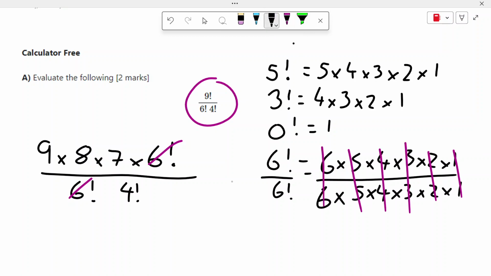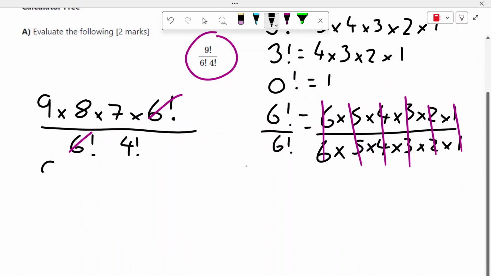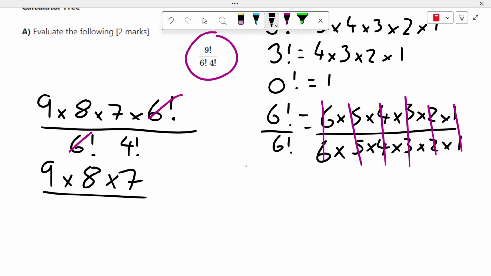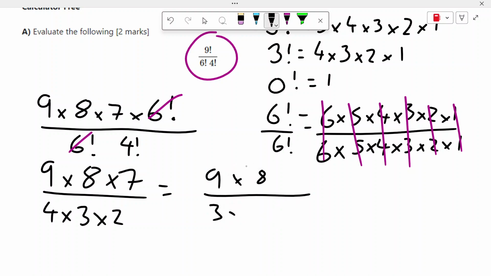Now to simplify this one. Okay, so that 9 times by 8 times by 7, all on 4 times by 3 times by 2. So it's best to break it up as much as possible, because you'll see in a second. For instance, that 9, that can be divided by 3, and the 8 can be divided by the 4 and the 2, and the 7 kind of can hang out there on their own.